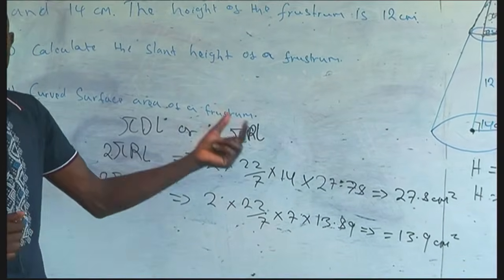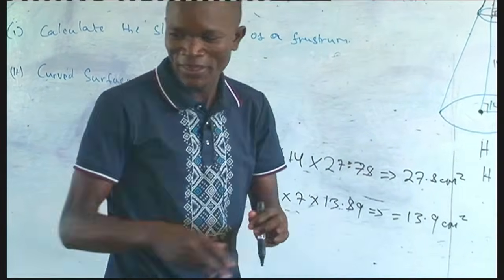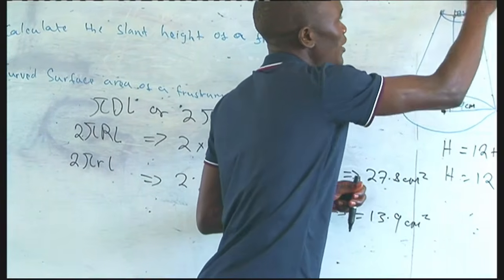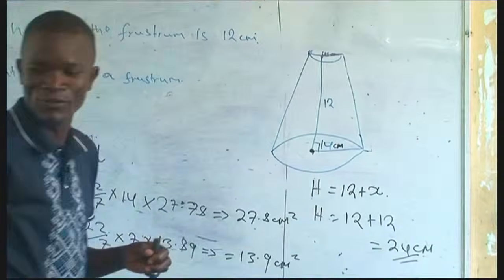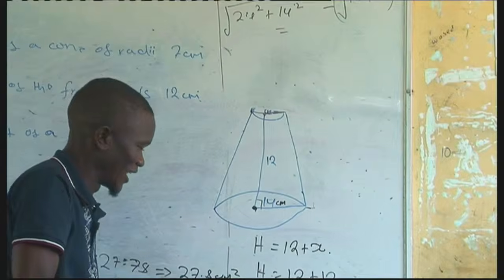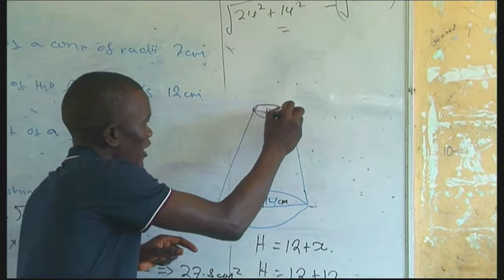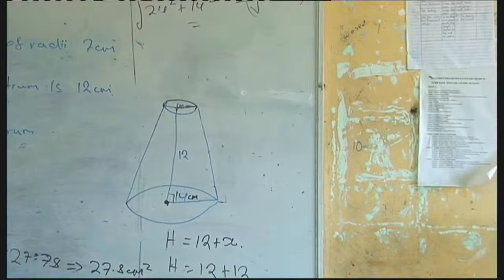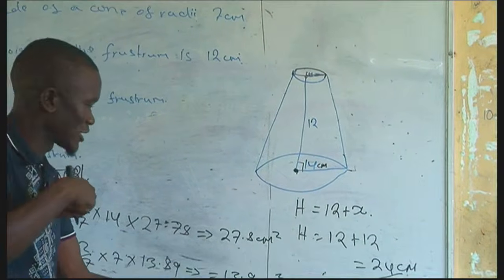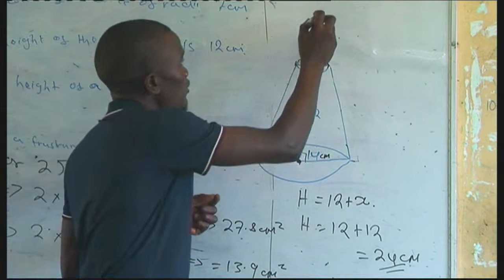Now, we need to get the curved surface of our frustum. Assuming that this part is not there, that part having 13.9, what part is being left now? What is being left here is the frustum. Now what do we do? Take the part which has been cut, subtract from the original cone. What are you getting?